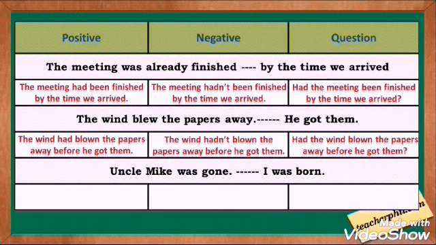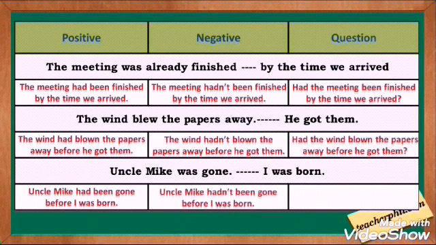The last example here, Uncle Mike was gone. I was born. The positive form, it will be, Uncle Mike had been gone before I was born. The negative form, it will be, Uncle Mike hadn't been gone before I was born. The question form, had Uncle Mike gone before I was born?